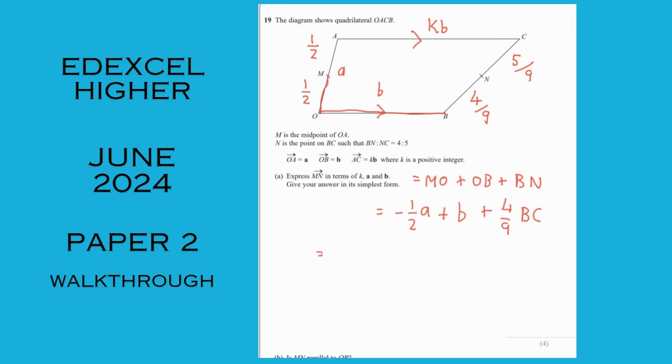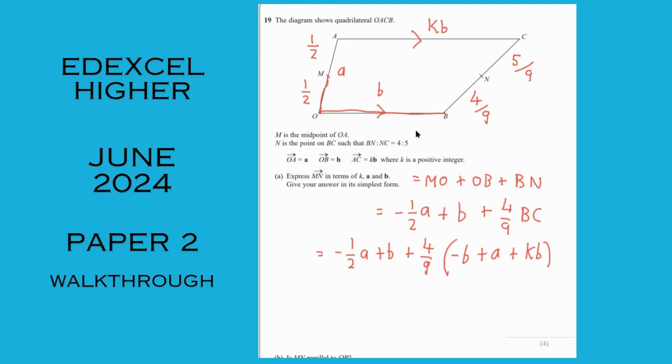So on the next line, let's give ourselves a bit more room. Let's look at B to C in a bit more detail. Let's do the journey. To go from B to C, we go against B, we go with A, and we go with an amount of B.